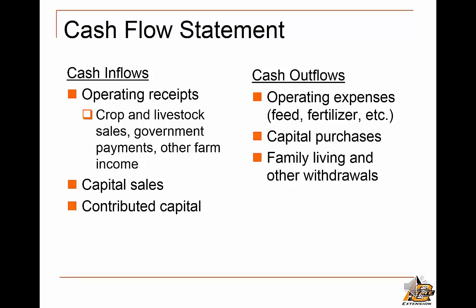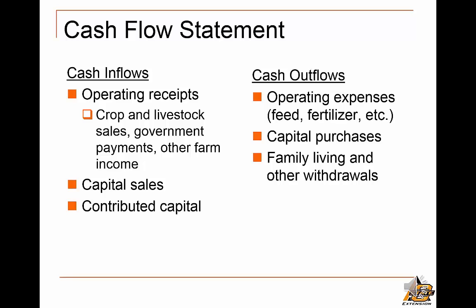The cash flow statement is organized into sections for cash inflows and cash outflows. Cash inflows include 3 types of items: operating receipts, capital sales, and contributed capital. In the operating receipts section, the totals for crop sales (wheat, canola, hay), livestock sales (calves weaned, hogs, broilers, goats, or other livestock), government payments (LFP, ARC, PLC, conservation, for example) are summed, along with other farm income, such as custom work.